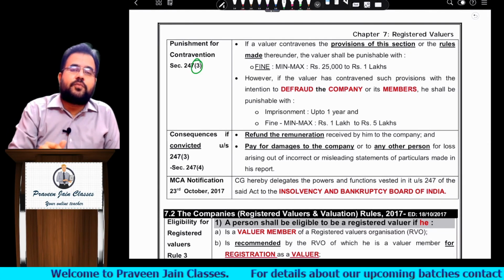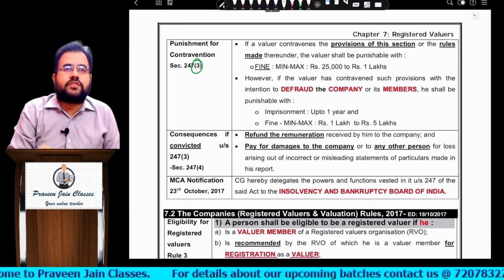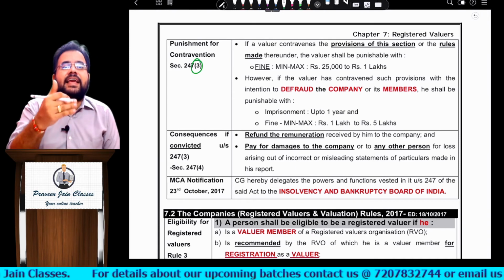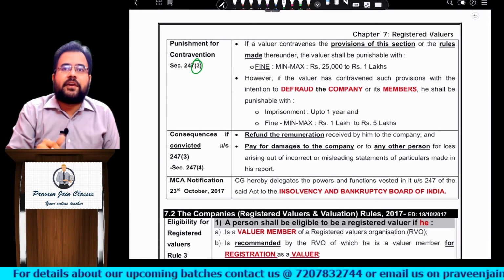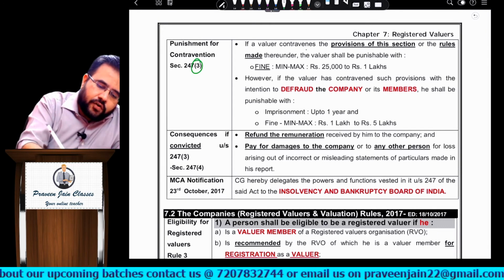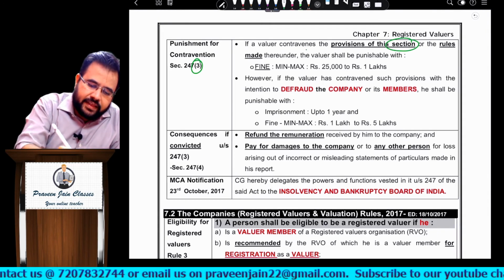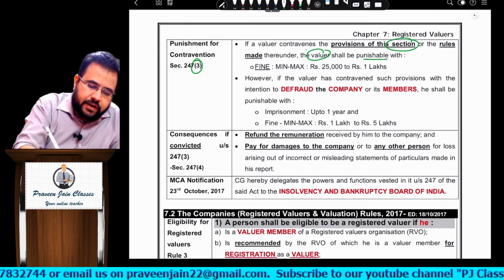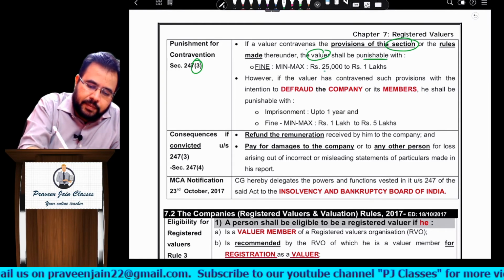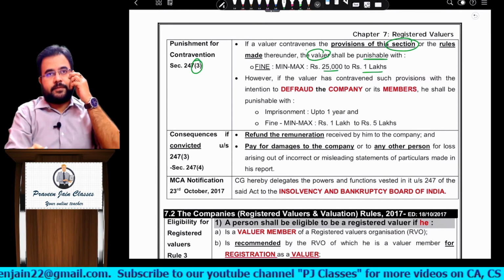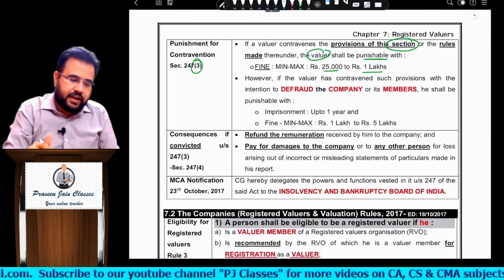Last 3 years he was having an interest, sir, and he has done the valuation. So any punishment? Yes. Look, if the valuer contravenes the provisions of this Act or the rules made thereunder, the valuer shall be punishable with a fine which is minimum 25,000, maximum 1 lakh. So can I say this much fine can be levied, sir.